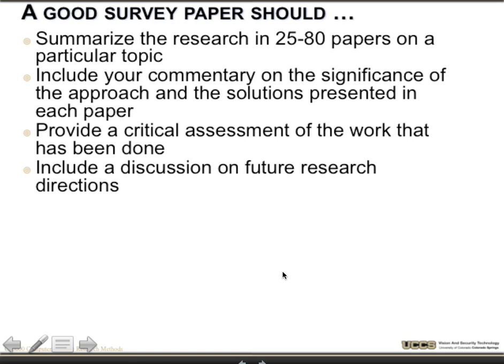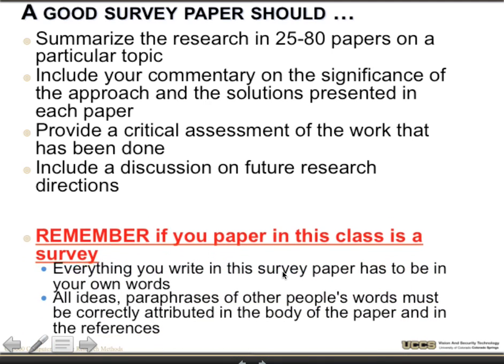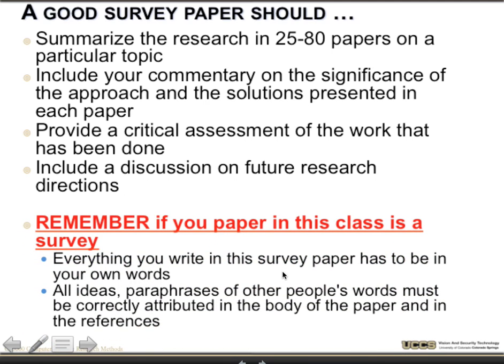And I shouldn't have to say this, but just to make it clear, if you're going to do a paper in this class, and I'll talk more about that in our next class, for now you're just doing background reading. But if you're going to do a survey paper in this class, everything you write in the survey paper has to be in your own words. That's actually true if it's a research paper. Any ideas, paraphrasing other people's words must be correctly attributed in the body of the paper and in the references.